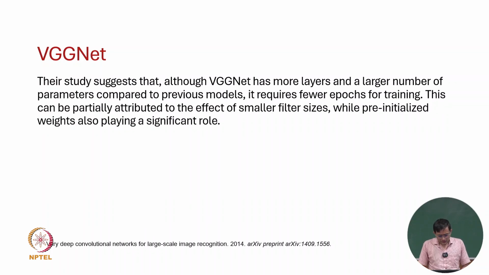Their study also suggested that although VGGNet has more layers and a large number of parameters compared to the previous models, it requires fewer epochs for training. This phenomenon can be partially attributed to the effect of the smaller filter sizes, while the pre-initialized weights they used also played a significant role.